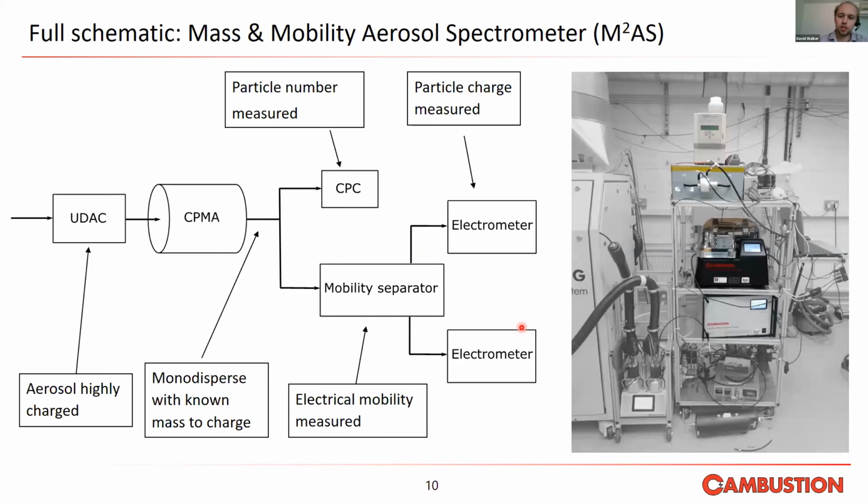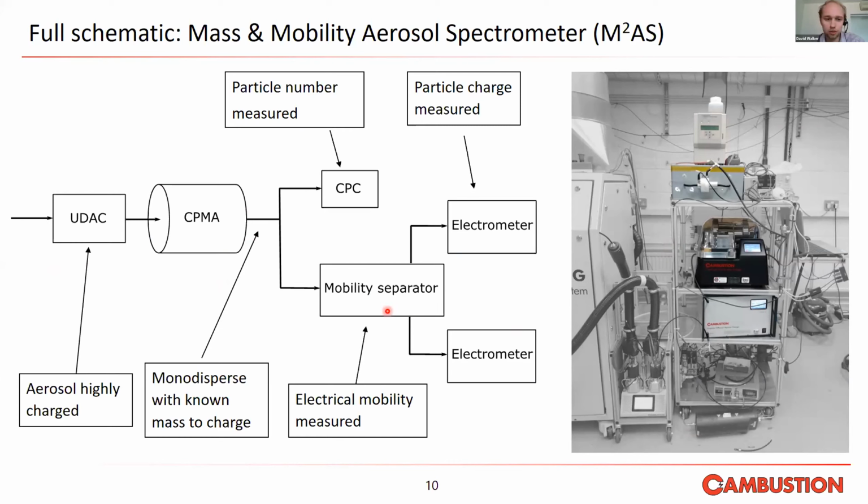What does that look like put together? What we've got here on the left is the schematic view and the cold glory reality on the right. So I'll talk you through it from left to right, schematically, and up to down in reality. We start off with the UDAC, where we place lots and lots of charges onto our particles. The CPMA provides us with a monodisperse aerosol of known mass to charge ratio based on the speed and voltage of the CPMA. That goes into the CPC, which counts the number of particles.